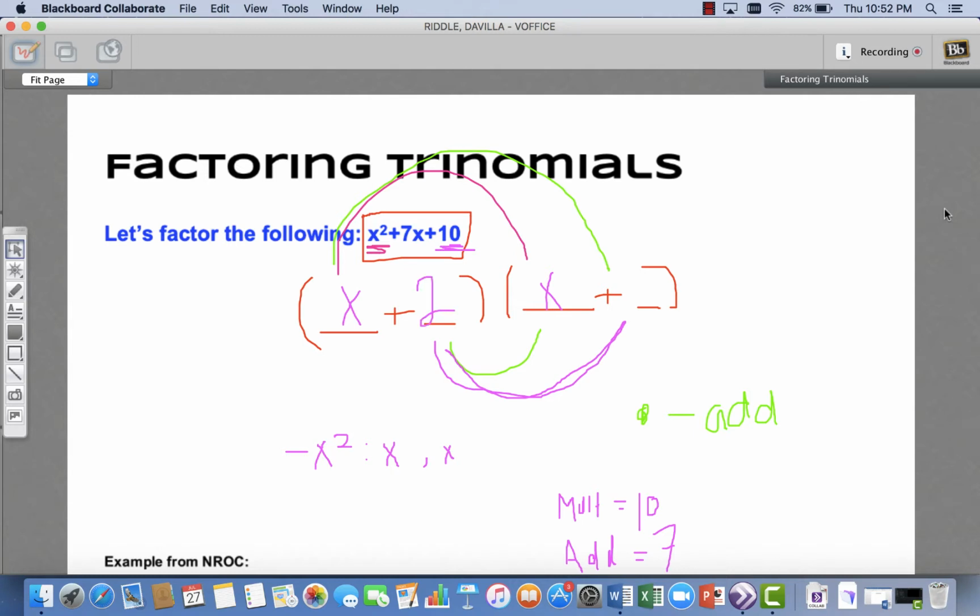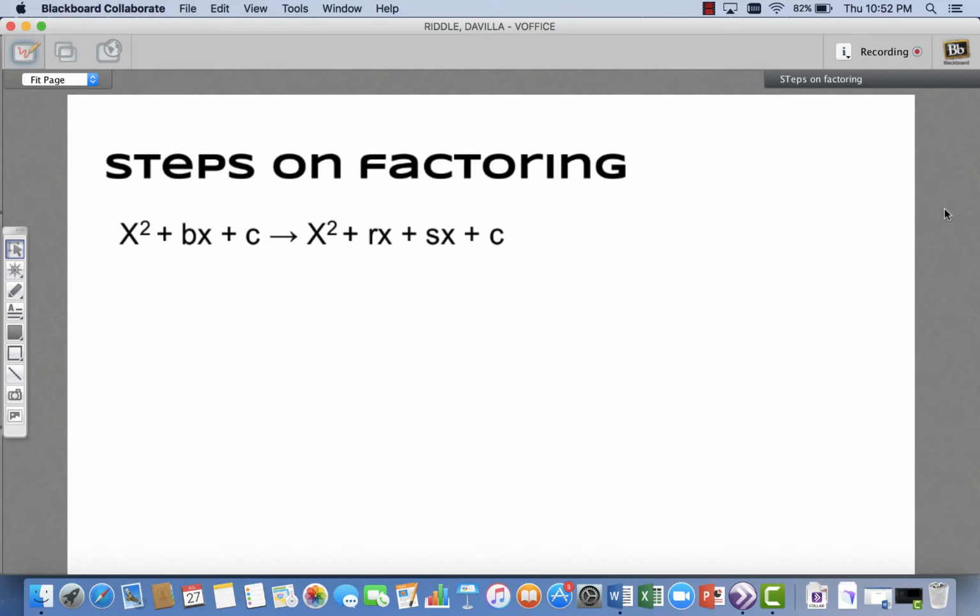Perfect. So you can put x plus 5 first or x plus 2 first, but basically this is going to be your answer. Does that make sense? And this is different from the other problem because this is multiplication. Okay.